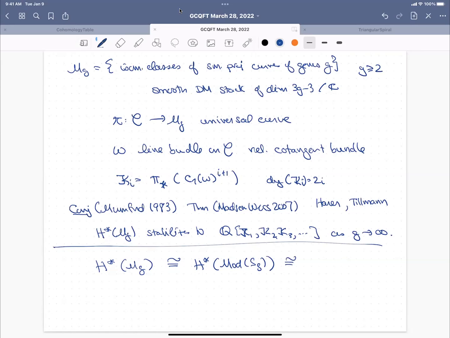So the mapping class group is the component group of the oriented diffeomorphism group of a compact orientable smooth surface of genus g, and the connected component of the identity is contractible. And so this is also the cohomology of Diff plus, so the cohomology of this infinite dimensional Lie group. And so that's the perspective from which homotopy theory enters.